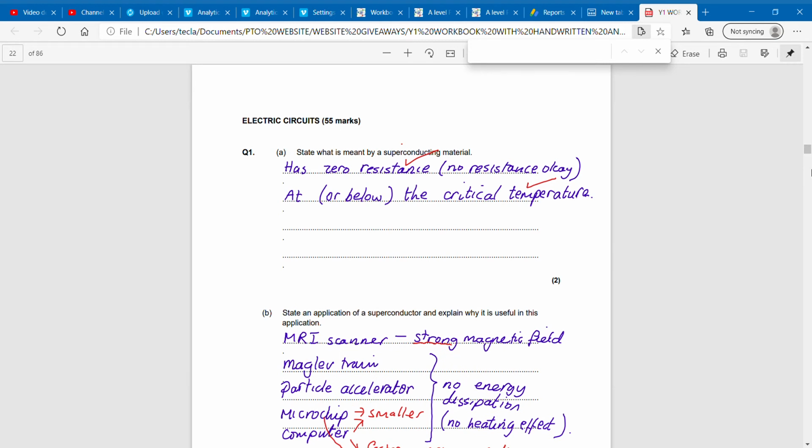Question 1a, state what is meant by superconducting material. So a material with zero resistance, or just no resistance, at or below the critical temperature. So 1 mark for each point.